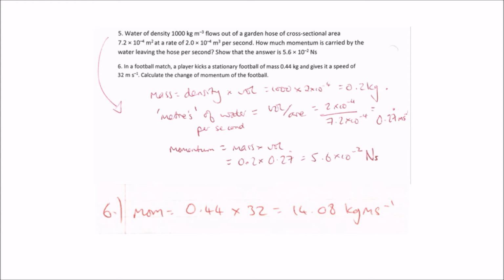And question 6, the football match. Calculate the change in momentum of the football. Well, it was stationary, so its initial momentum is obviously 0 because its velocity was 0. So it was just mass times velocity, and that's its new momentum, 14.08 kilogram meters per second, or Newton seconds.